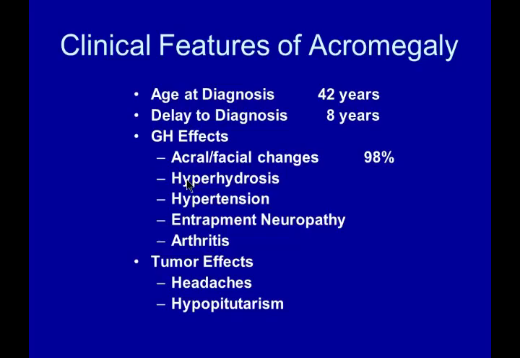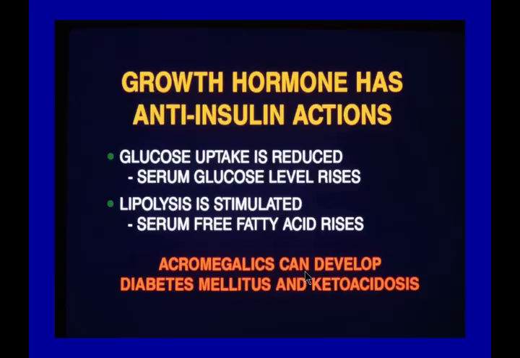Hyperhidrosis, sweat. They have hypertension, entrapment neuropathies because of the proliferation of tissue. Arthritis, it's not a true arthritis, it's cartilage overgrowth in the joints, which leads to disarticulation and joint problems. They have headaches, of course, if the tumor is big, and hypopituitarism.